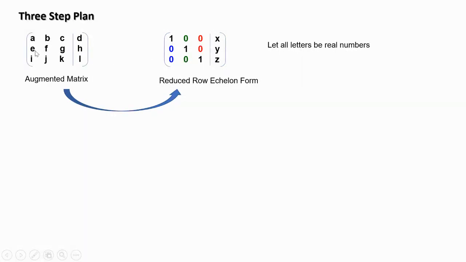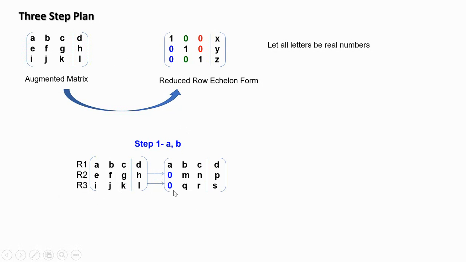So for step 1, I need to make the E and the I be zeros. You see row 1, row 2, row 3. So step 1, I need to make that a 0 and that a 0. That's why I put arrows there, because row 2 has to change and row 3 has to change. After I do step 1, there are zeros, and that completes step 1.